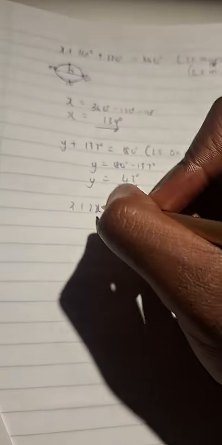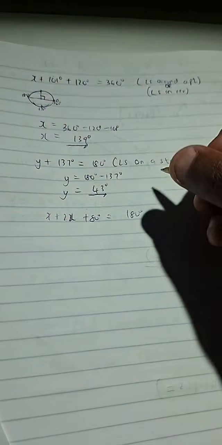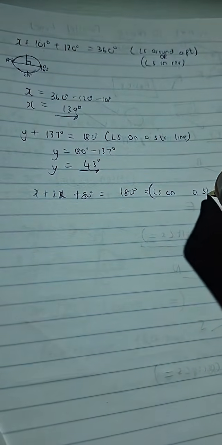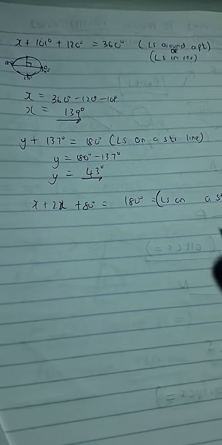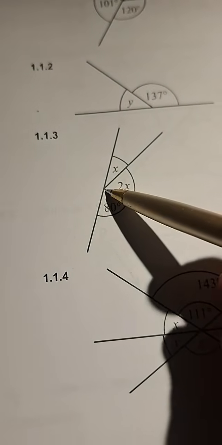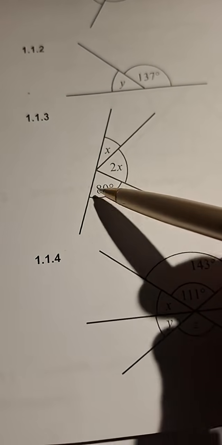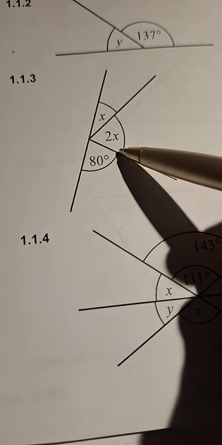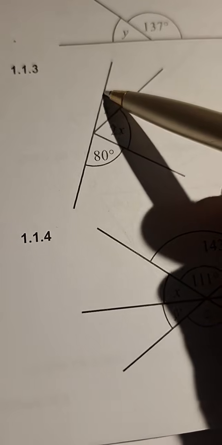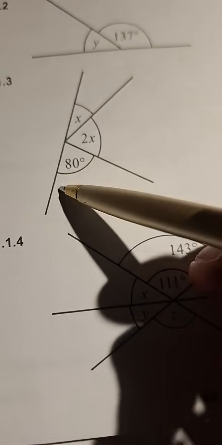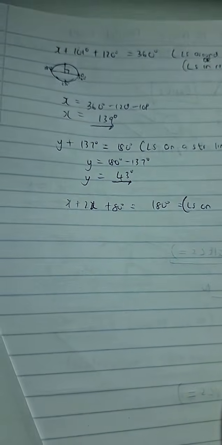So x plus 2x plus 80 degrees is equal to 180. Reason: angles on a straight line. There we have a common vertex, and these angles are adjacent, next to each other, and from here to there, from there to there, we complete that straight line. That's a protractor-like shape, 180 degrees, angles on a straight line.